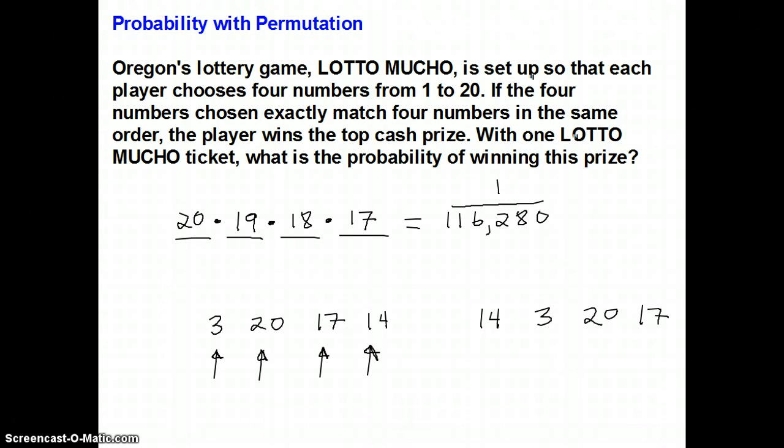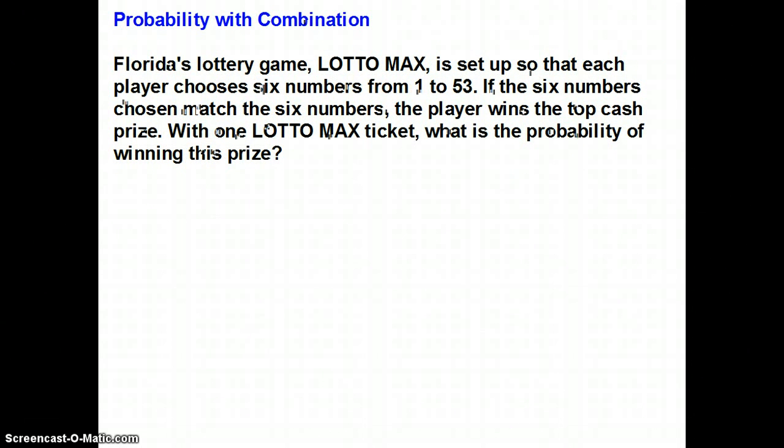And why do I bring up combination? Because that's the next problem here. We have Florida's lottery game, Lotto Max, is set up so that each player chooses 6 numbers, 1 to 53. If the 6 numbers chosen match the 6 numbers, the player wins the top cash prize. With one Lotto Max ticket, what is the probability of winning this prize? So let's figure out how many different combinations we have.